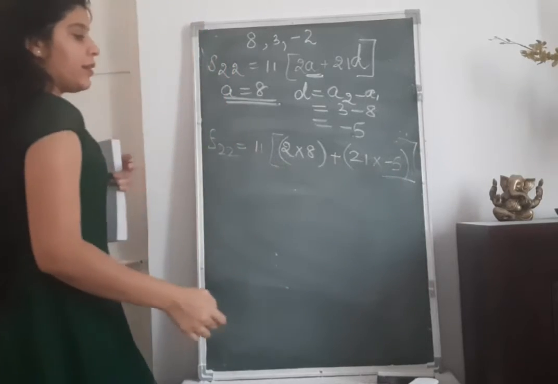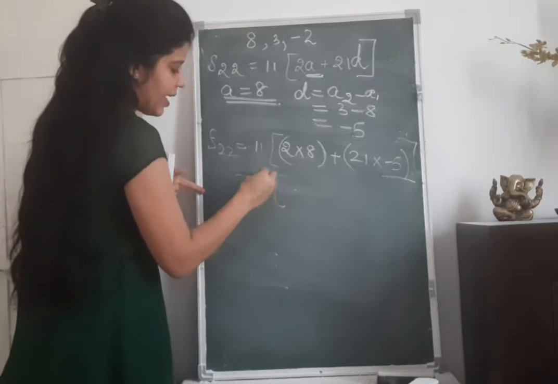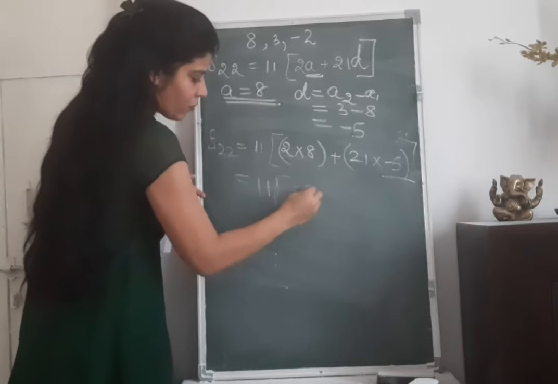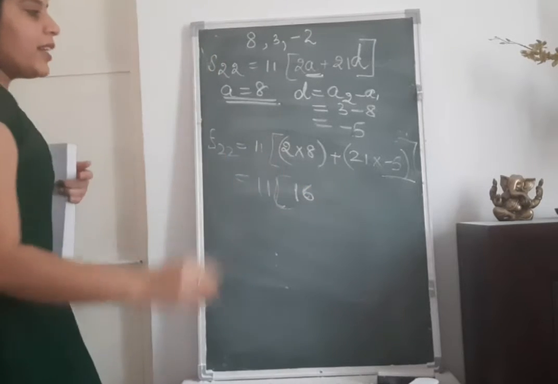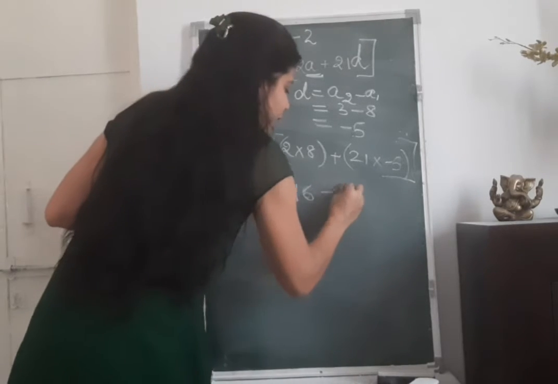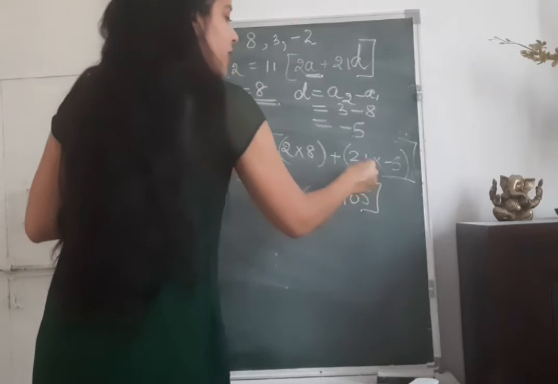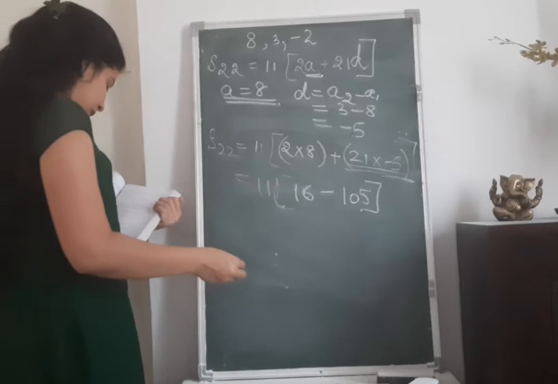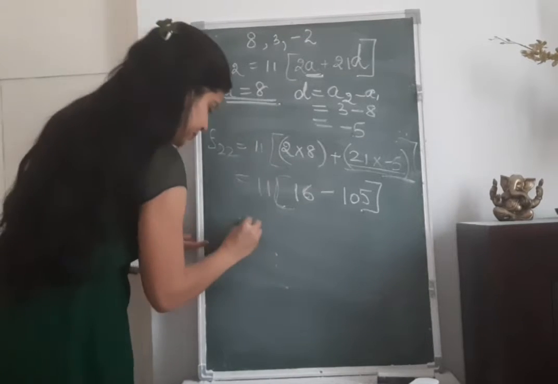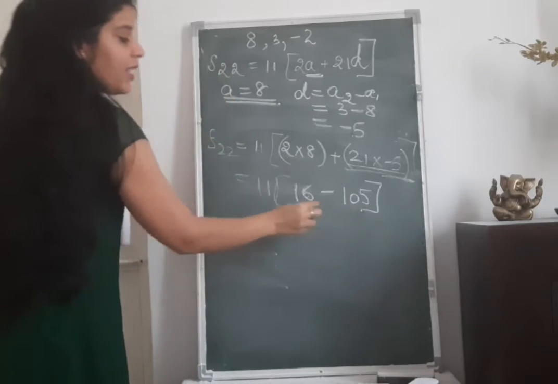2 into 8 is what? 16. So that is 11 into 16 plus 21 into 5 is what? 105. Why minus sign here? I hope you have understood, because I am multiplying it with minus 5. So 105 minus 16 is equal to what? 89. Right? 105 minus 16.